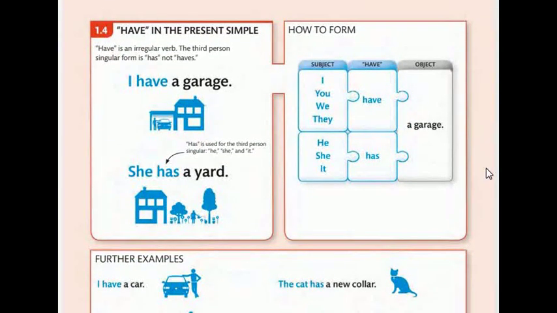1.4. How to use have in the present simple. Have is an irregular verb. The third person singular form is has, not haves. I have a garage. She has a yacht. Has is used for the third person singular, he, she, it. How to form? For example, I, you, we, they have a garage. He, she, it has a garage.